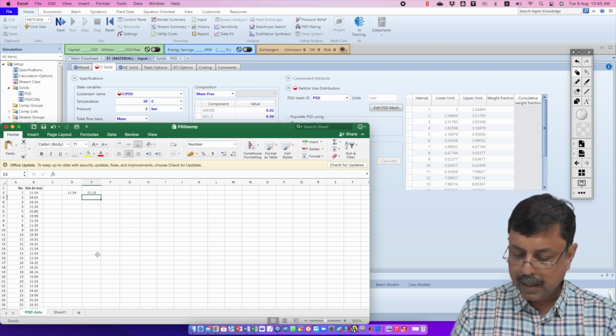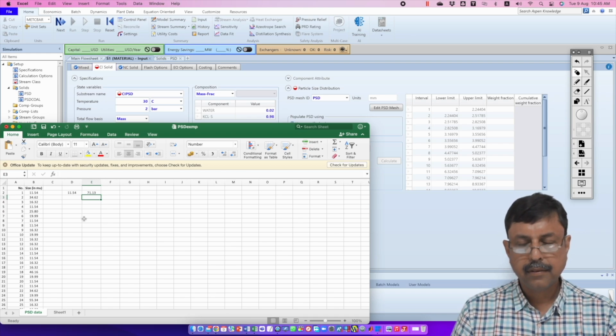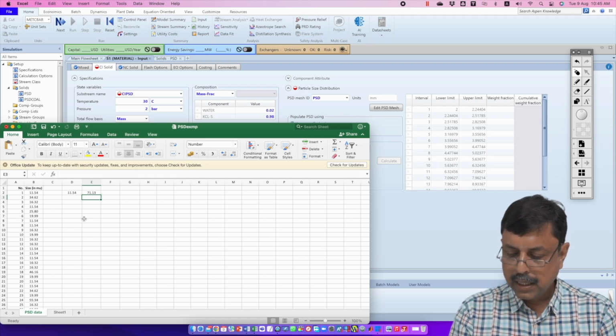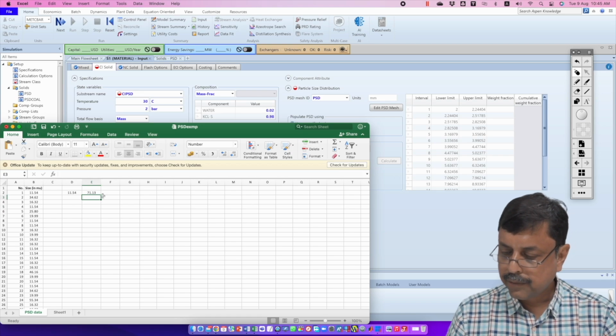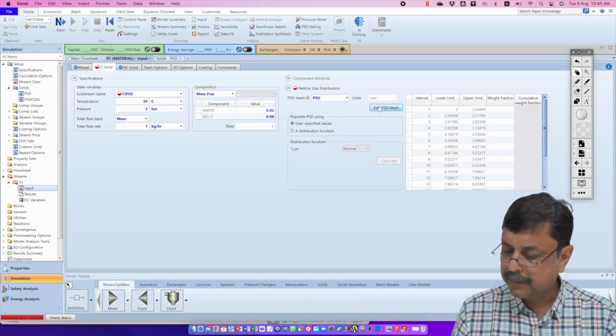Okay. Now let us create, say, a logarithmic distribution between 11 to 72. Okay, and check. So we go back to our PSD mesh.